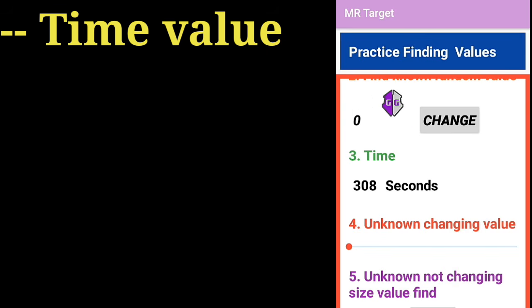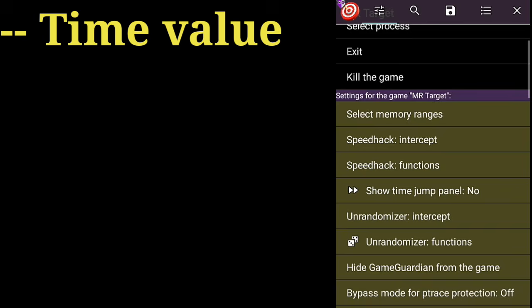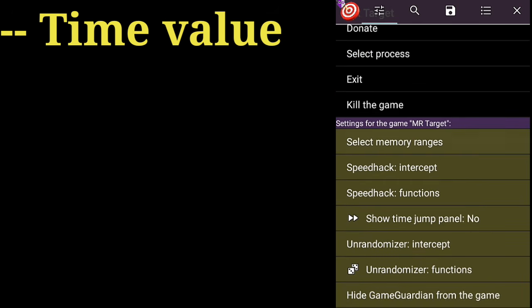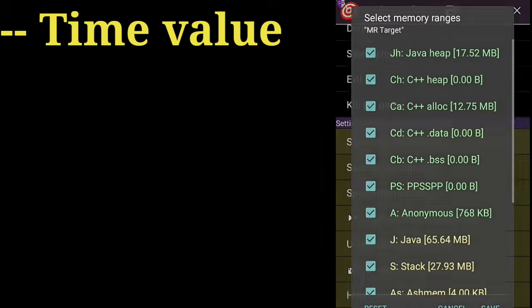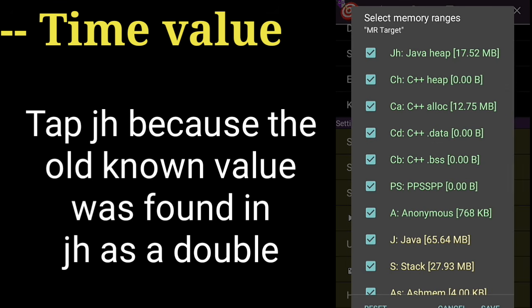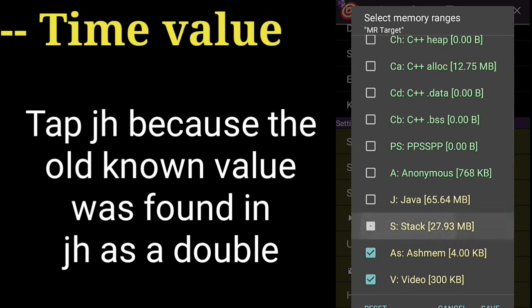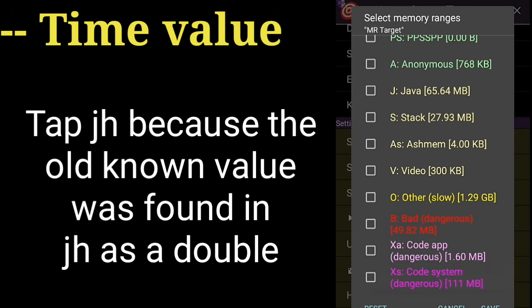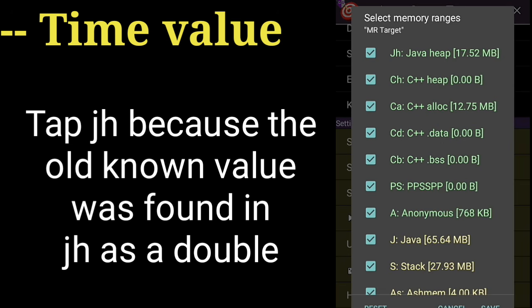Sometimes this process does not work. So let's go to the Game Guardian and select the memory ranges. Previously we found the value at Java heap, so now we are only ticking the Java heap and tap save.